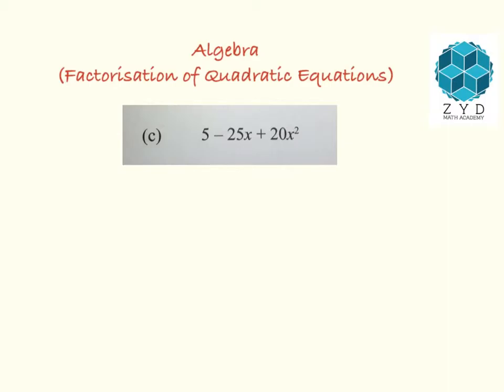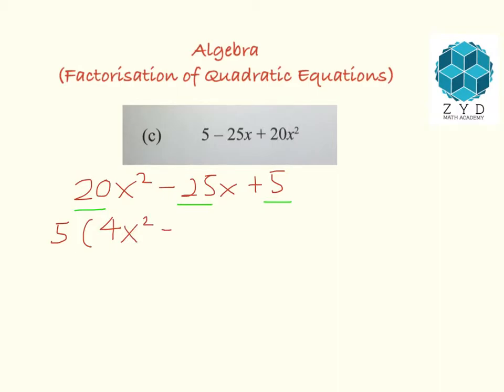The first thing that I'm going to do is rearrange the terms in this manner: 20x squared minus 25x plus 5. Okay, and somehow I get to see that there's a common factor between 20, 25 and 5. So I'm going to factorize that first, and the common factor is 5. That leaves me with 4x squared minus 5x plus 1. So now it is easier to factorize this. It's no longer intimidating, right?